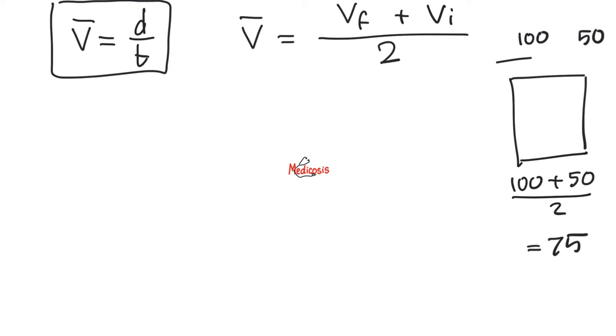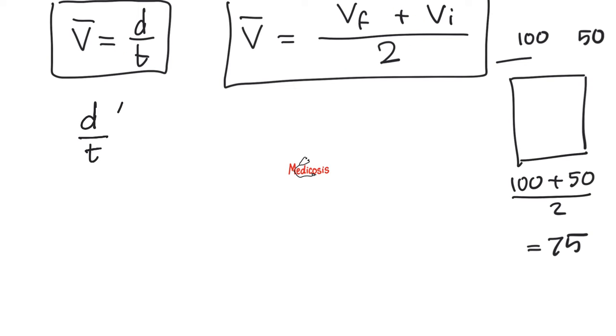Brilliant. This is exactly what I did here to get the average velocity: V final plus V initial over 2. Okay, so I need both of these equations. Notice that here I have average velocity and here I have average velocity. If A equals B, and A equals C, then B has to equal C, which means D over T from this equation has to equal V final plus V initial over 2.